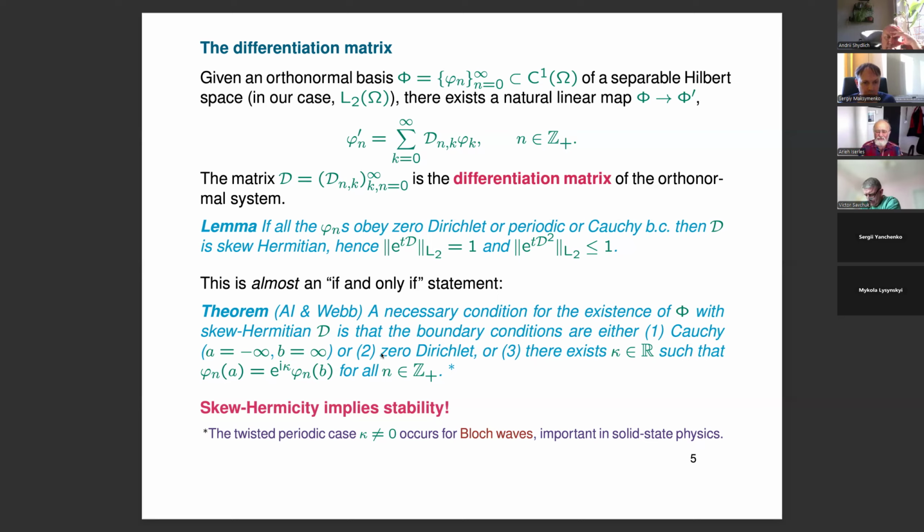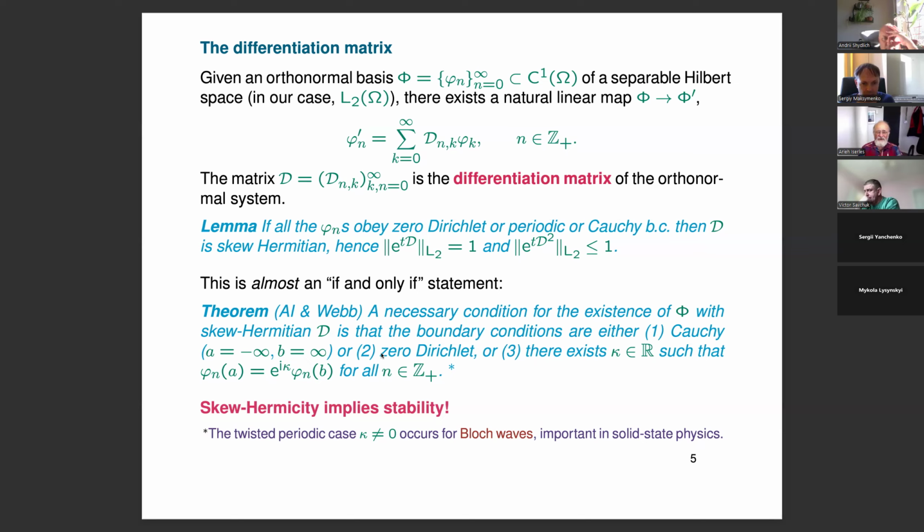So this is a differentiation matrix, and note, and this is completely trivial, that provided that we have either zero Dirichlet boundary conditions, or periodic boundary conditions, or Cauchy boundary conditions, so we have a whole line or a whole space, then the differentiation matrix is skew Hermitian, exactly like the derivative is a skew Hermitian, or skew symmetric, operator, and hence the exponential of t times D is of norm 1 in L2, and the exponential of t D squared, which corresponds to the second derivative, is less or equal 1 in norm, so it dissipates.